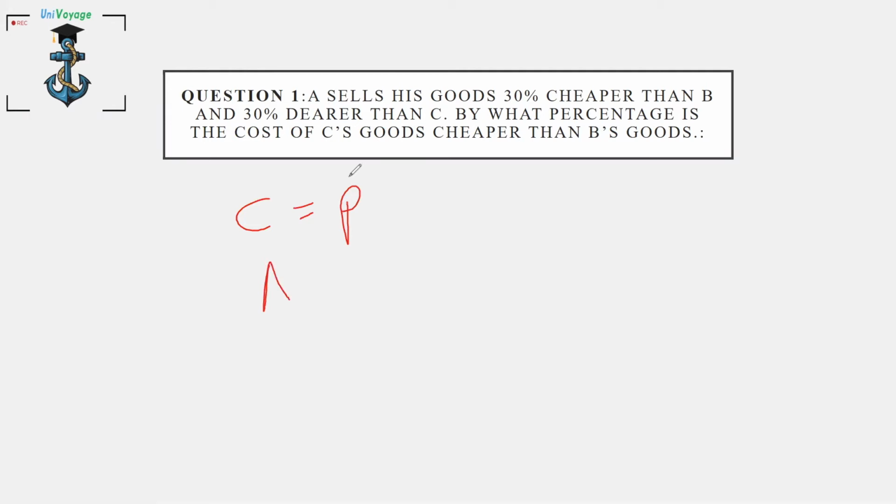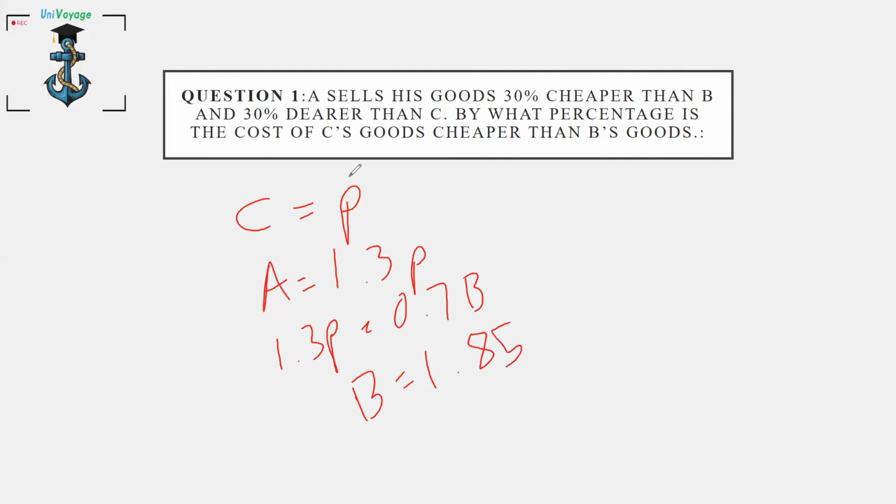Then A would obviously be 1.3P, and B's goods are such that A's goods are 30% cheaper than B's goods. So A's goods are priced at 70% of B's goods. So basically 1.3P is equal to 0.7B. When you take it to this side, B's value you're going to get as 1.8571P.